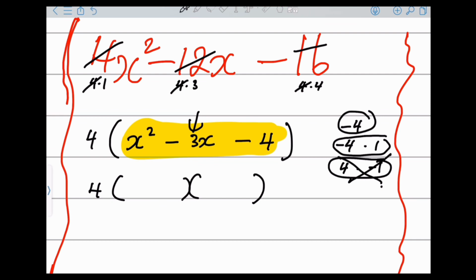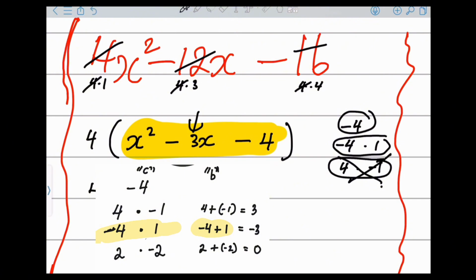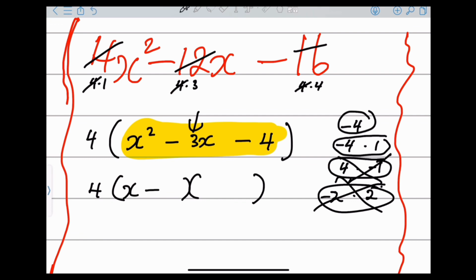So remember, when A is 1, find the factors of C that add up to B. These are the factors of C, not all of them, but let me write the rest. What about 2 times 2? One of them has to be negative. This is not going to work either, because that will give me 0 when you add them together. All right, so this is x minus 4, x plus 1, and you're done.